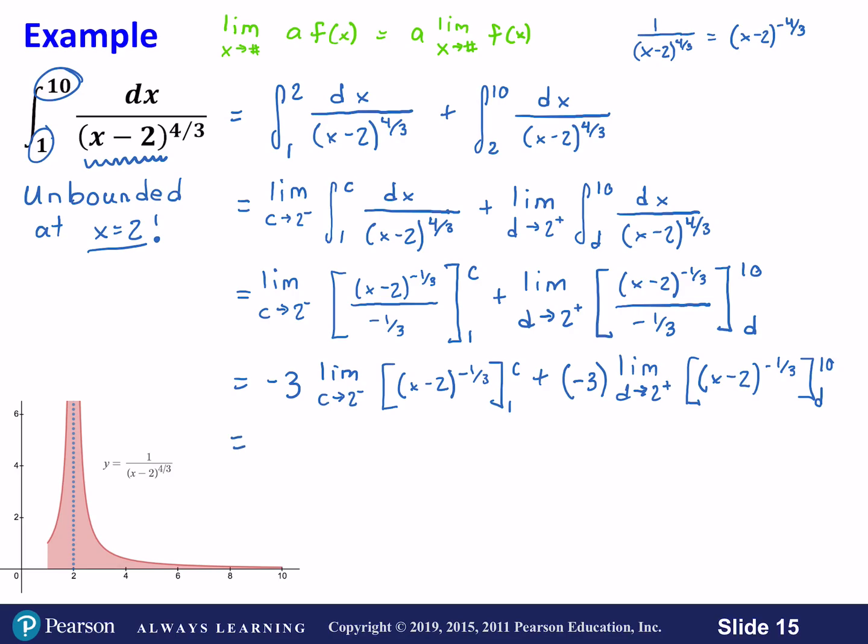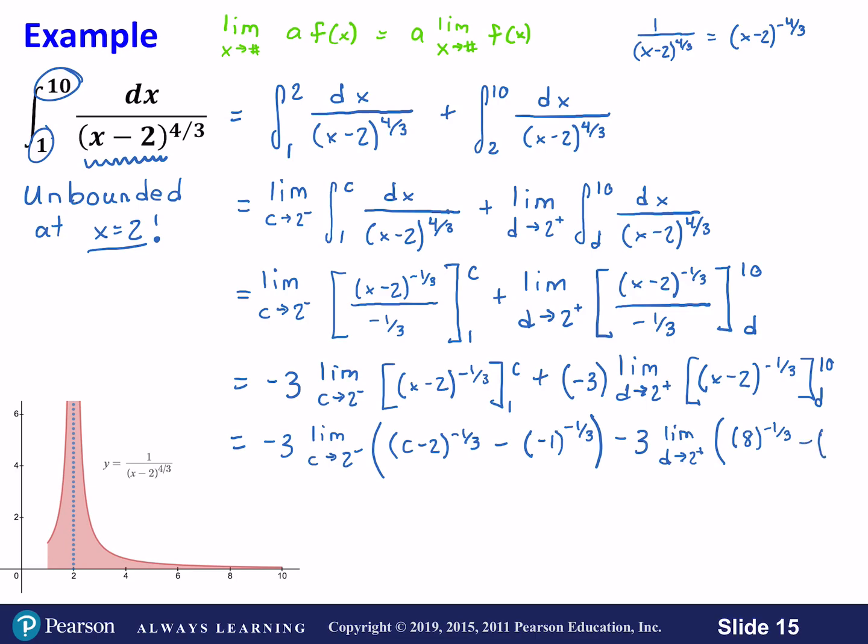All right, and we are going to plug in our bounds. We get -3, limit as c approaches 2 from the left, of (c minus 2) to the -1/3, minus (-1) to the -1/3, minus 3, limit as d approaches 2 from the right, of 8 to the -1/3 minus (d minus 2) to the -1/3. Okay, hopefully I wrote everything correctly.